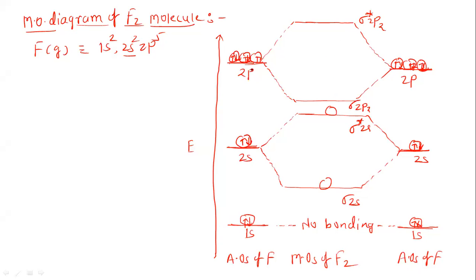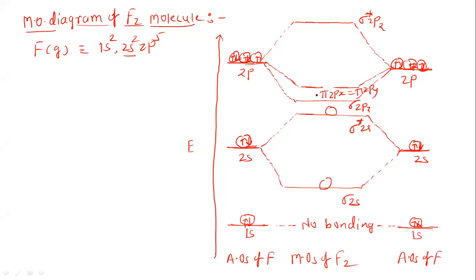Next, now 2px and 2py. So 2px and 2py go into the pi bonding. They are suitable for the pi bonding. So there are two pi molecular orbitals formed here. That is pi 2px equal to pi 2py. Okay. Pi 2px equal to pi 2py.